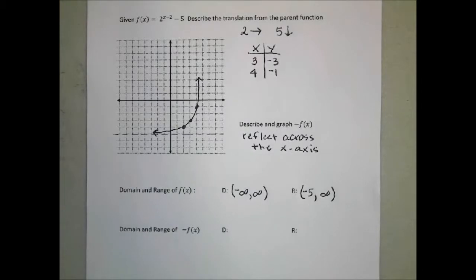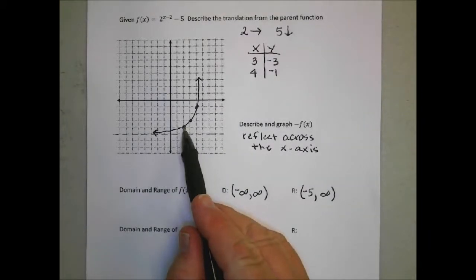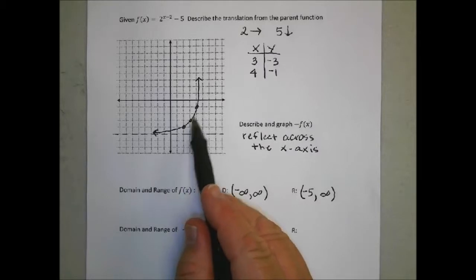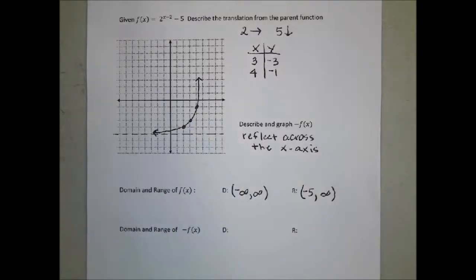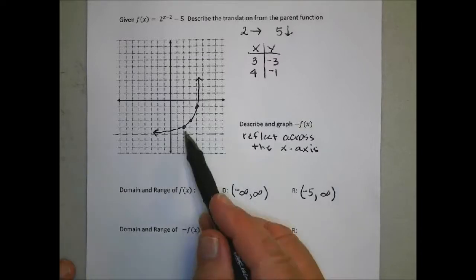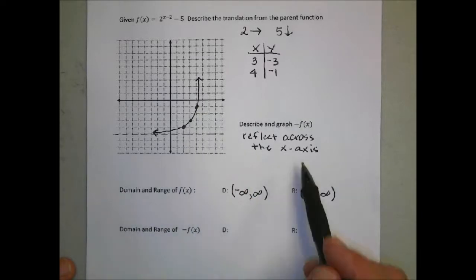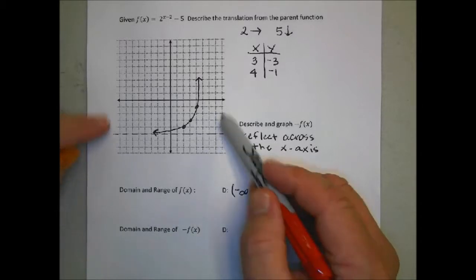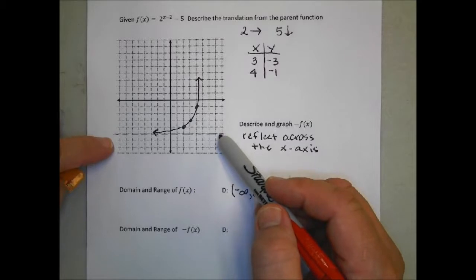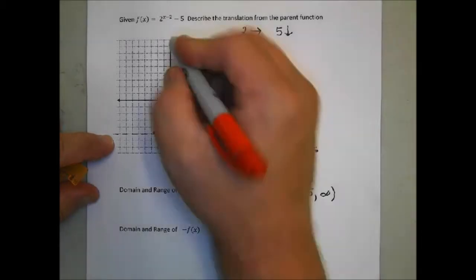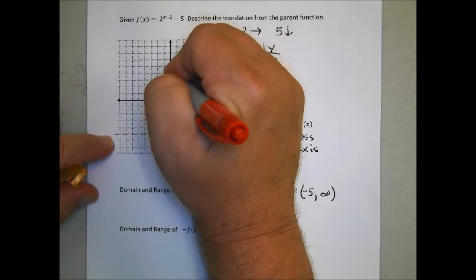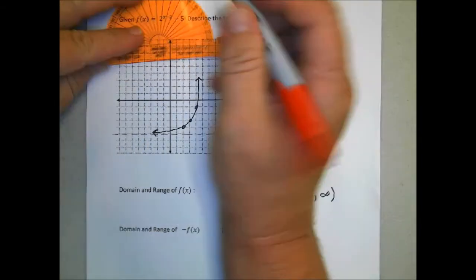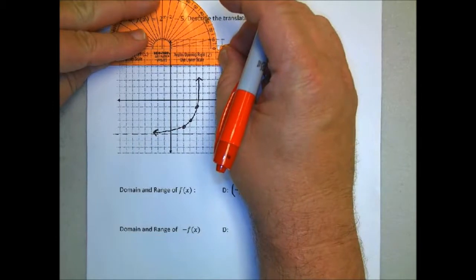So that's kind of the reason why we not only found where the key point was, but added a couple more points in the graph, because we're going to take those 3 points and reflect them across the x-axis. But there's one other thing that reflects across the x-axis as well, and that is the asymptote. The asymptote is 5 units down from the x-axis, so the reflection would be 5 units above. 1, 2, 3, 4, 5. So here's the reflected asymptote.